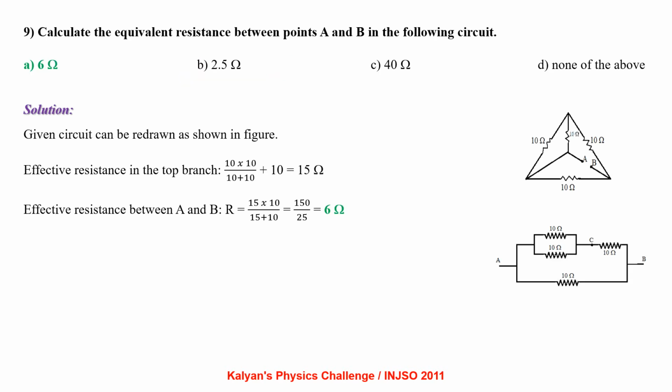Calculate the equivalent resistance between points A and B in the following circuit. Go through the circuit diagram carefully. It can be redrawn as shown in the diagram below. So the effective resistance in the top branch is 15 ohm. The effective resistance between A and B comes out to be 6 ohm. It is a simple series parallel network.